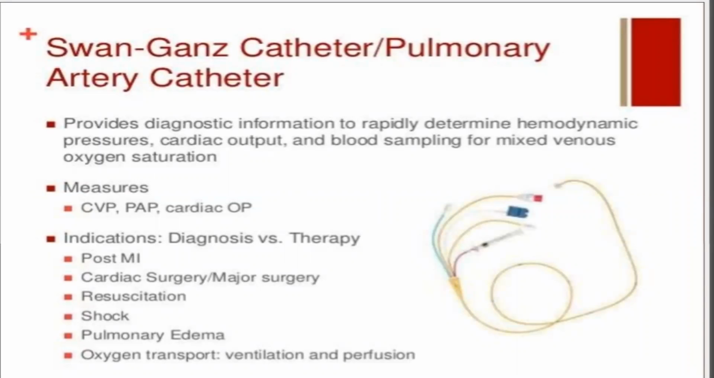The Swan-Ganz catheter or pulmonary catheter provides diagnostic information to rapidly determine hemodynamic pressures, cardiac output, and blood sampling for mixed venous oxygen saturation. It measures central venous pressure, pulmonary artery pressure, and cardiac output.